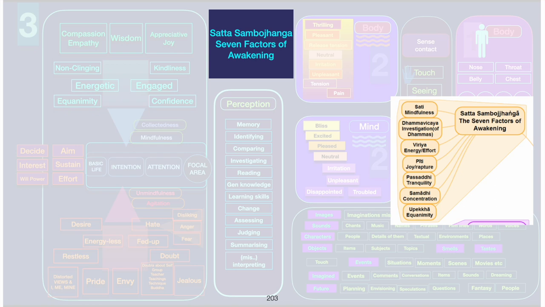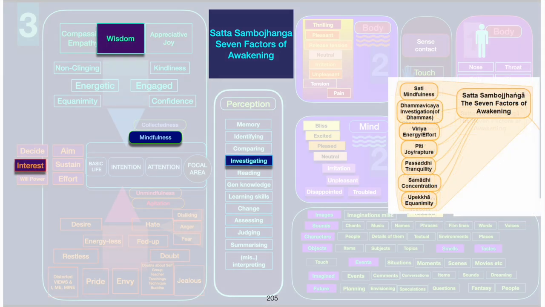So the first one on the list at the top is sati, mindfulness. That's the header of the wholesome mind states. Dhamma vicaya, the next one, investigation of dhammas, involves several things. It's not just one thing. Wisdom is involved, looking at cause and effect. Interest is involved. Mindfulness is involved. And investigating is involved, which has to do with perception. Perception always asks, what is it? And comes back with answers.